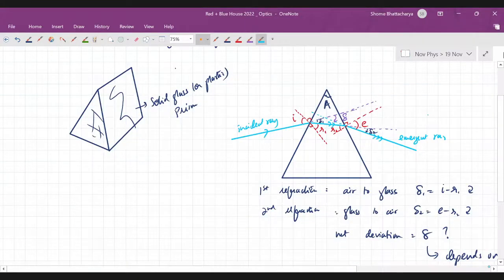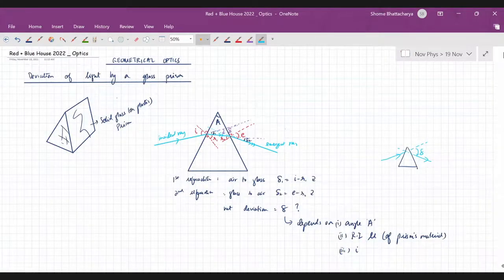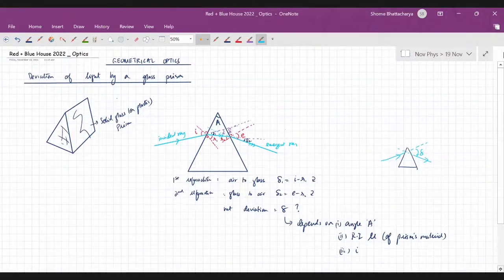Okay. So what all factors? It depends on these factors. Logically, we can understand why it depends on these factors. Now let us look at the calculation of that net deviation.